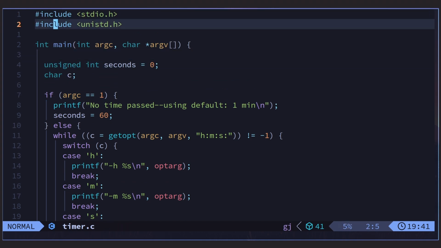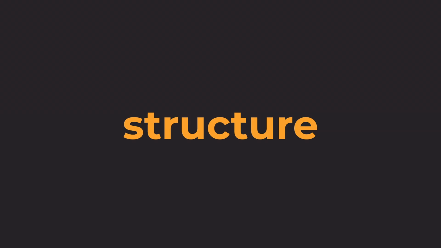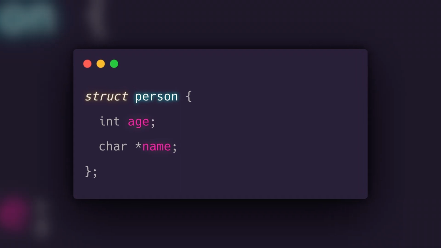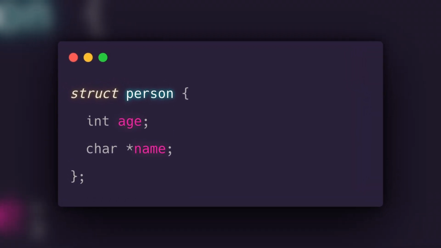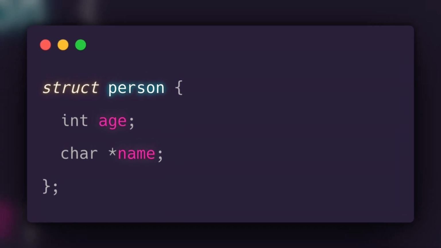Instead of passing around 3 ints, we could use an array. Let's use something else new, the struct. Struct is short for structure. We can use the struct to group together variables into one object. The struct must have at least one variable, and the variables can be of any type.